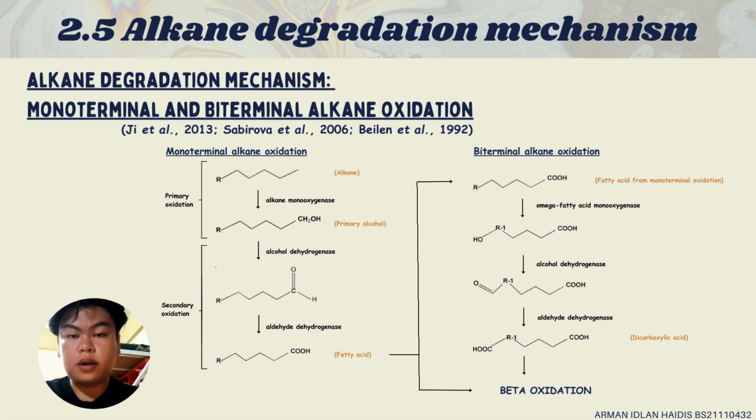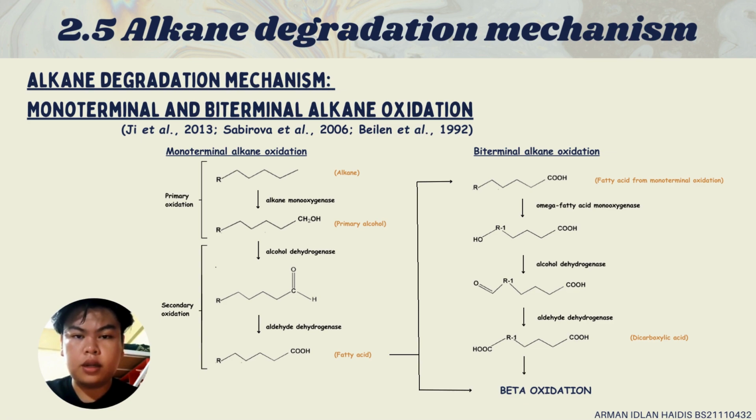Next, the primary alcohol is converted into fatty acid through the sequential action of alcohol dehydrogenase and aldehyde dehydrogenase. This is called the secondary oxidation. The fatty acid will then enter beta oxidation for production of energy, or it will enter as the precursor in the biterminal oxidation pathway.